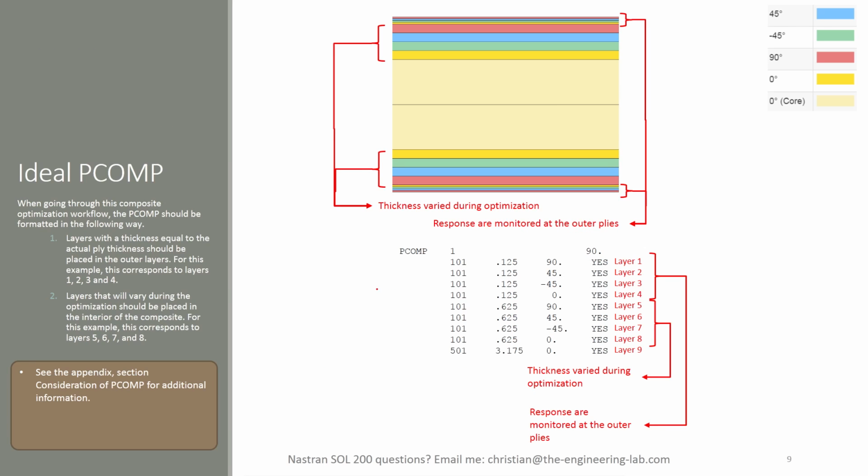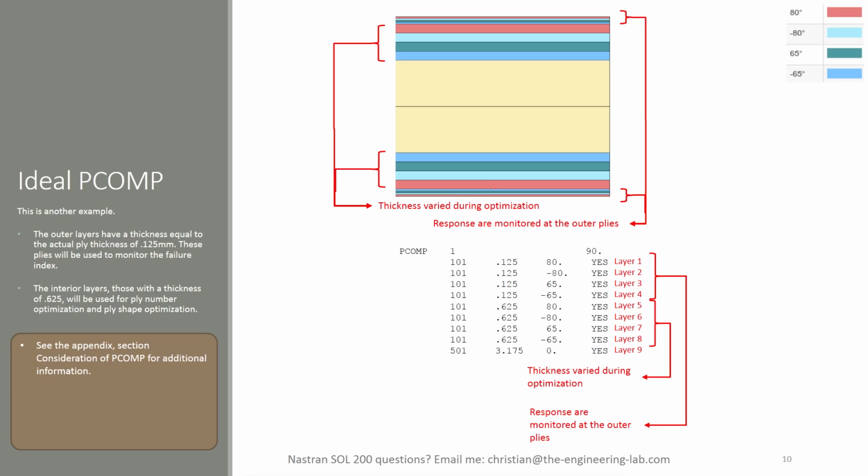Here's just a repetition of what I mentioned a moment ago. We're going to leave the outer plies fixed. The thickness will remain fixed. For these fixed plies, we will track the failure indices, or you can track the ply stresses and ply strains. What we're going to vary in this exercise are the thicknesses of the interior layers. That's the only thing that's going to change during this optimization. These layers that you see marked here are going to be changing in terms of thickness.